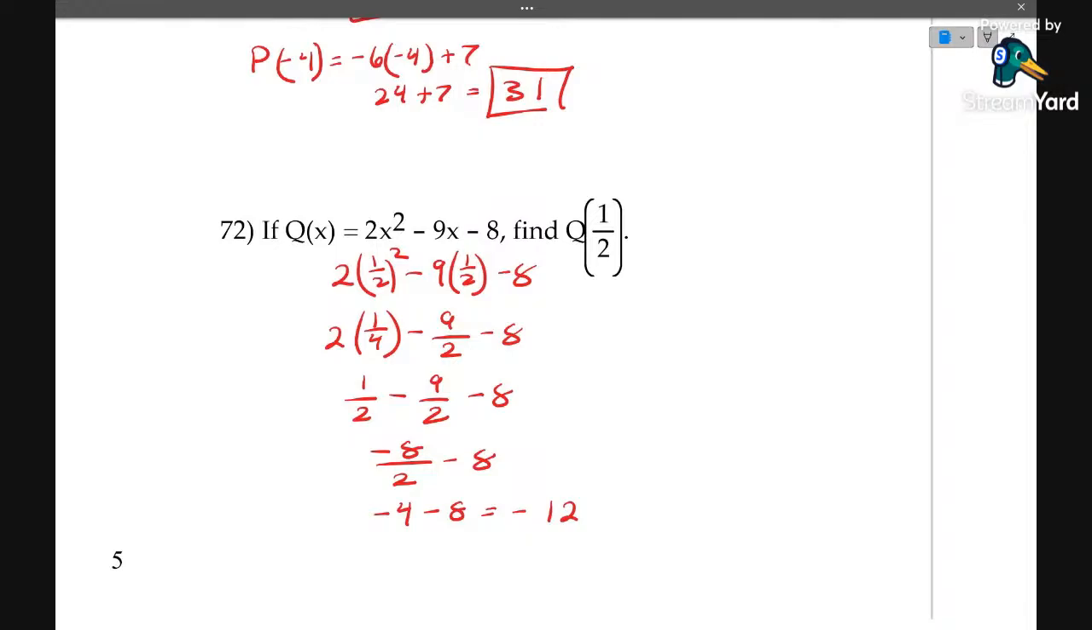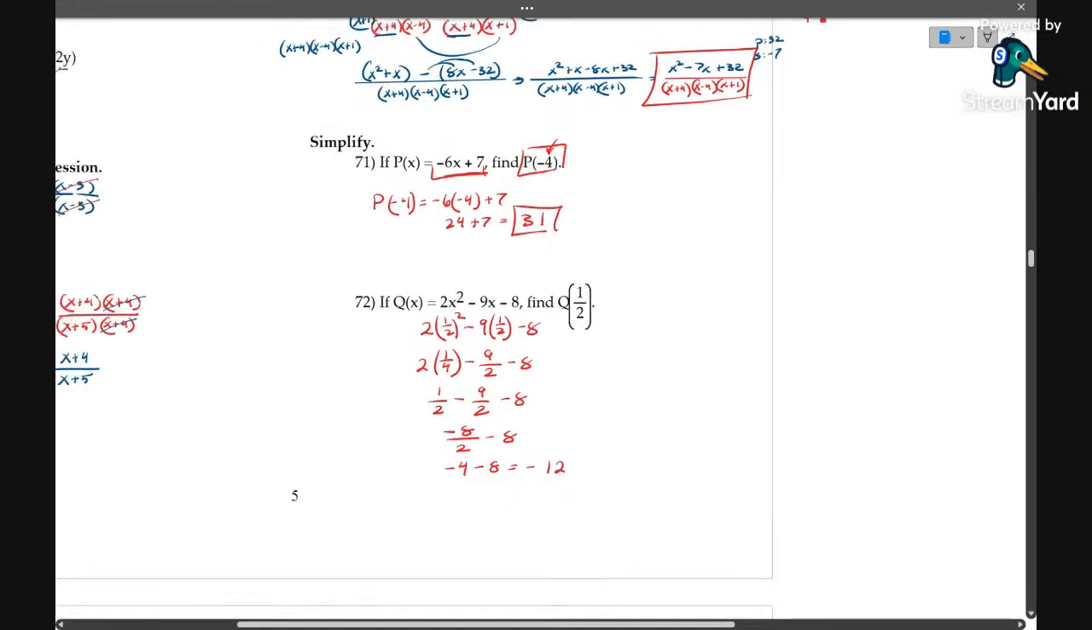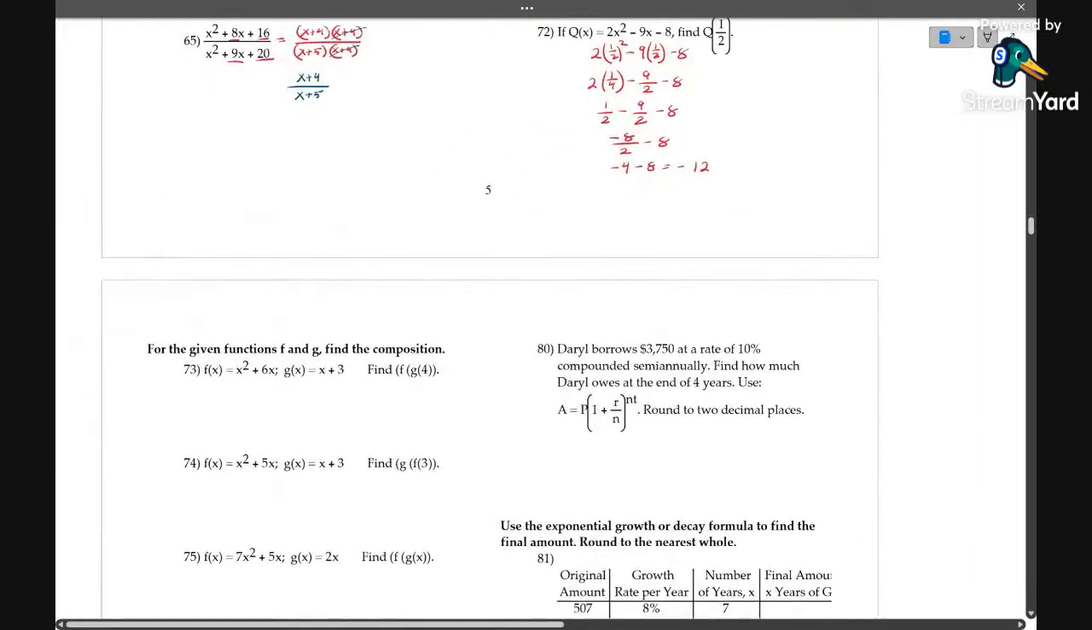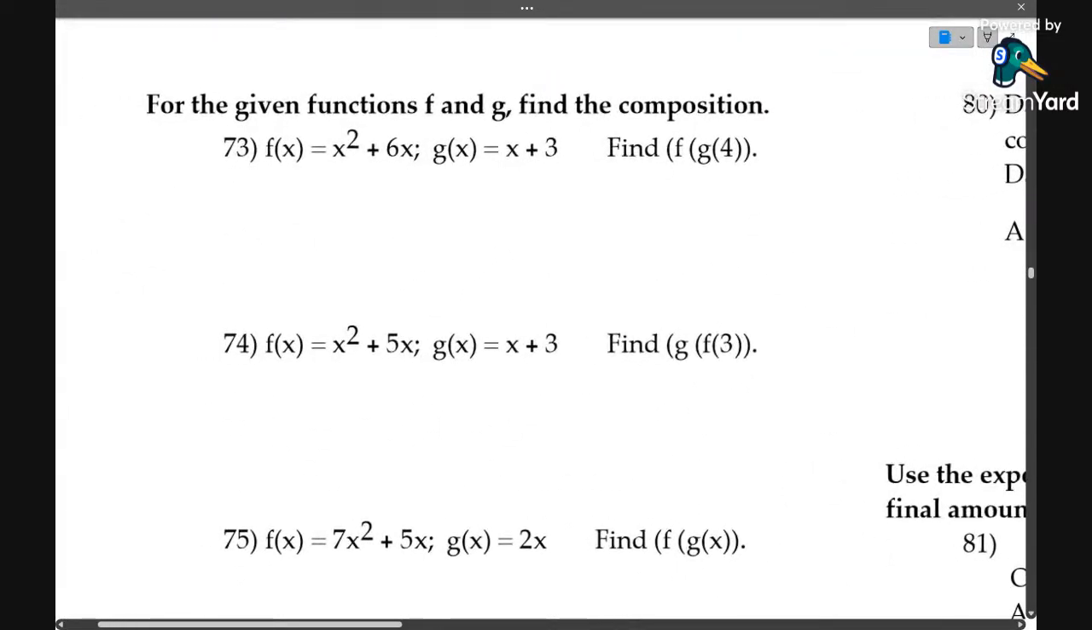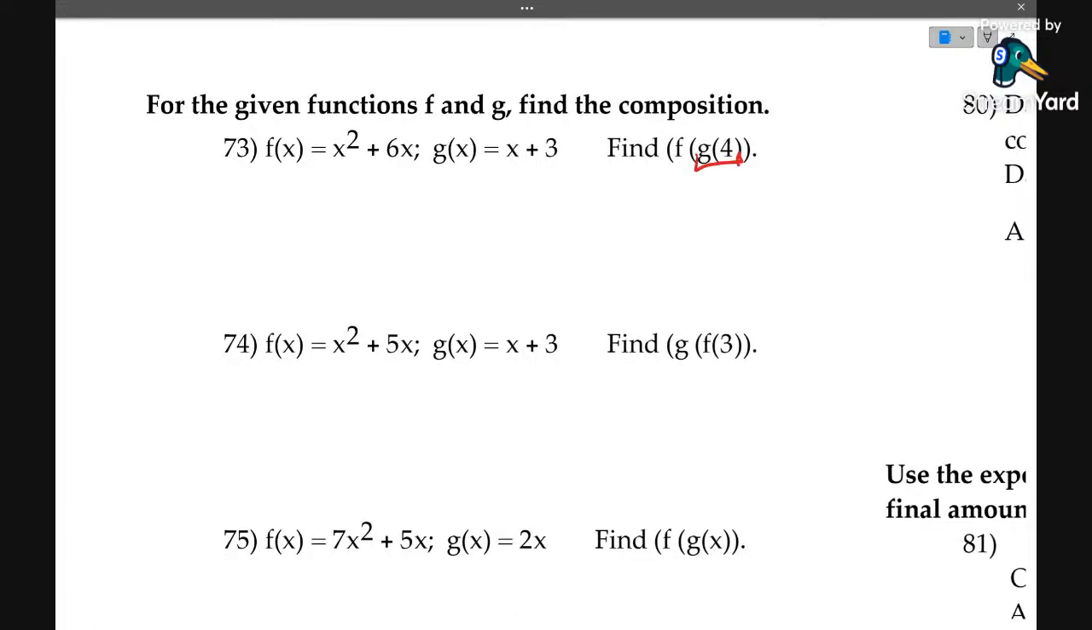All right, another page down. When we're doing composition, we evaluate the inner function first and then take that result to evaluate the outer function. So first what we're going to do is find g of 4. So into g of x, we're going to plug in 4. 4 plus 3 is 7. So g of 4 equals 7.